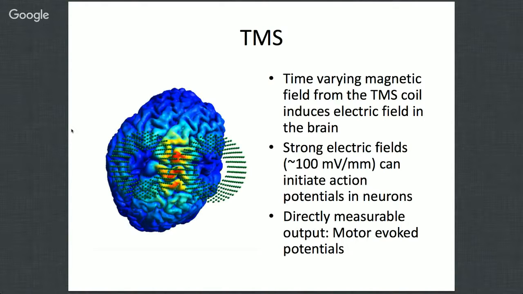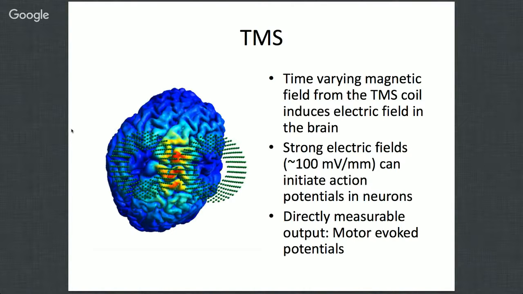Just very quickly, what is TMS? TMS stands for transcranial magnetic stimulation. It's a technique for neural stimulation, a non-invasive way to stimulate the brain. It works by putting a magnetic coil somewhere on your head, usually over the target area that you intend to excite. A time-varying magnetic field rapidly switches on and off, and that induces an electric current or electric field in your brain.